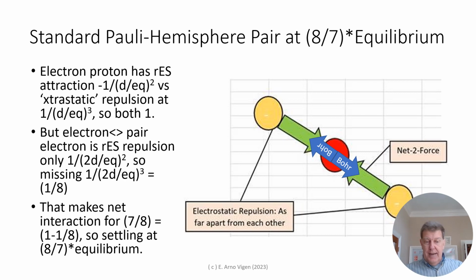So that means the net interaction strength for this electron is the whole net here, but at 2x we're missing 1 over distance cubed at 2. So that's 1/8, and the strength settles at 7/8. Well, how do you balance 7/8? By moving the electrons out, the 2 of them, to 8/7. Then those balance and you have radial balance.